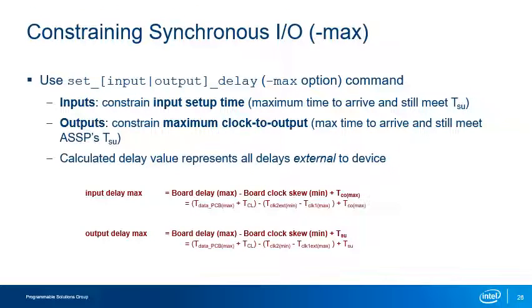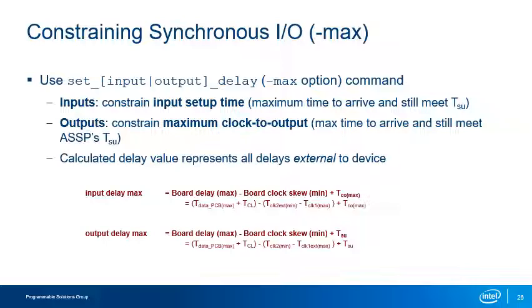To constrain I/O using external delays, use the set_input_delay or set_output_delay constraint commands. These commands have -max and -min arguments in a similar manner to the set_max_delay and set_min_delay commands. Pairs of these commands are required, one with the -max and the other with the -min, to define a range of external delay. Let's look at a maximum delay first.